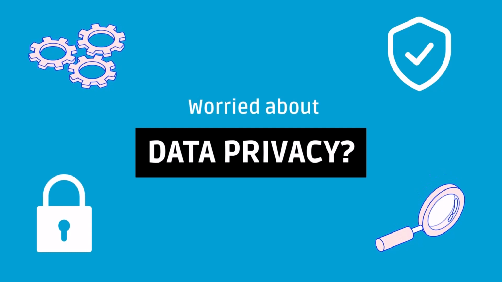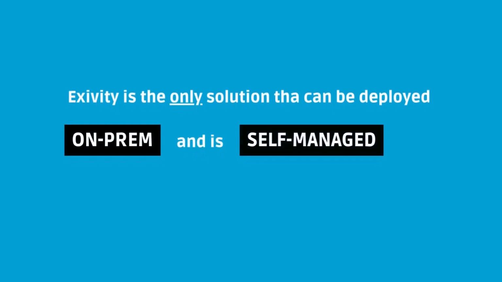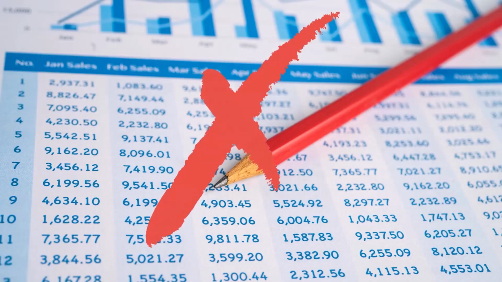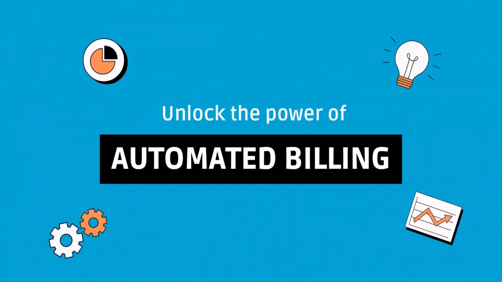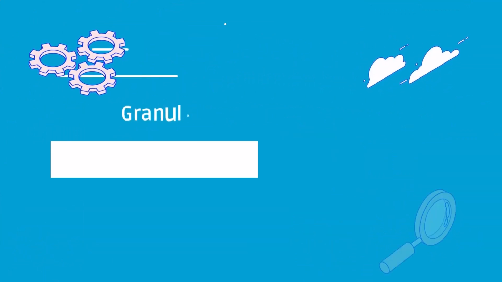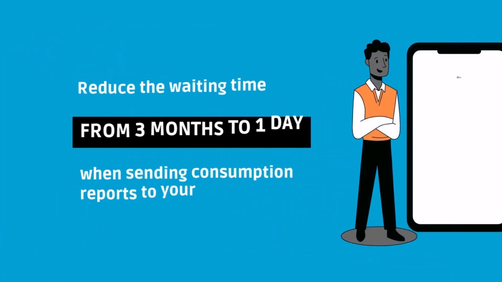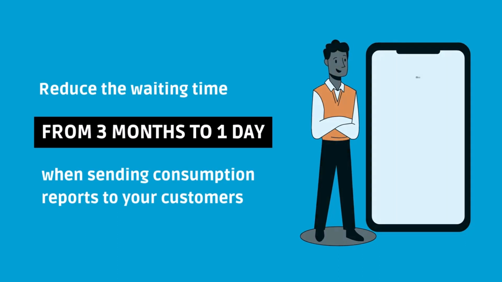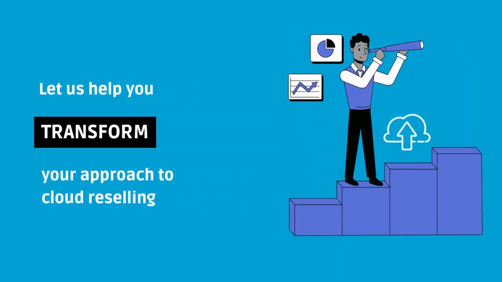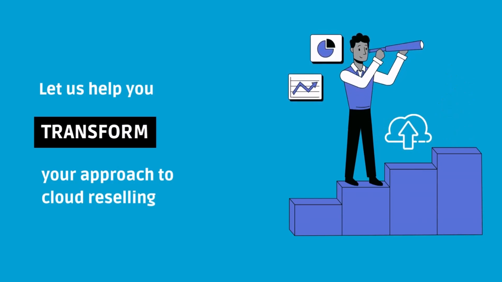Worried about data privacy? Exivity is the only solution that can be deployed on-prem and is self-managed. Say goodbye to endless spreadsheets in your metering and billing processes. Exivity revolutionizes your operations, freeing you to focus on delivering exceptional services. From granular usage visibility to automated billing and heightened customer satisfaction, Exivity transforms your approach to cloud reselling.